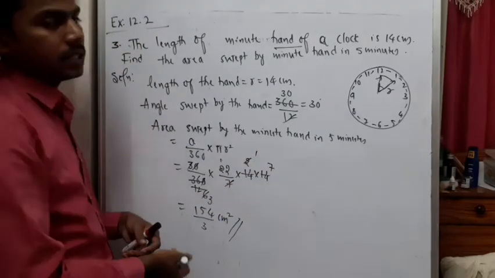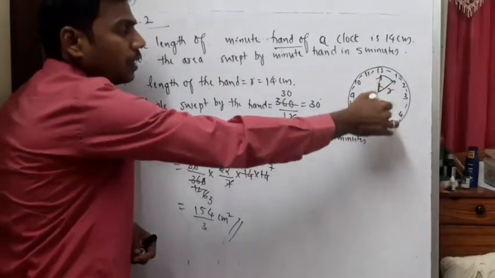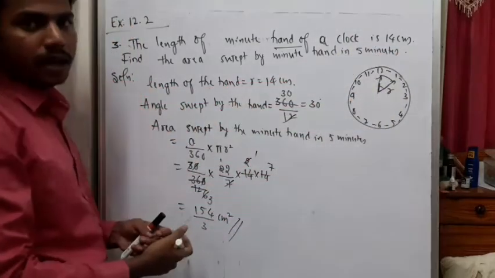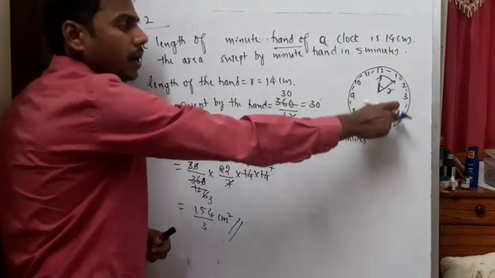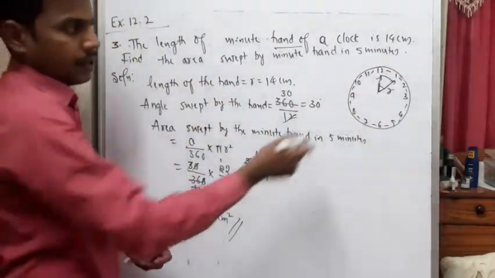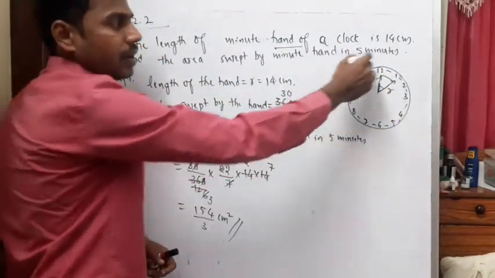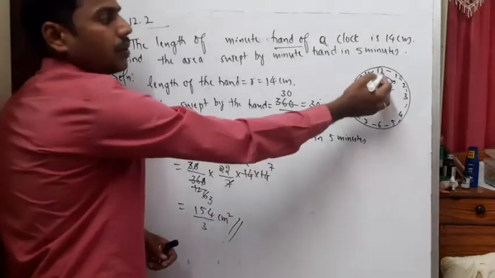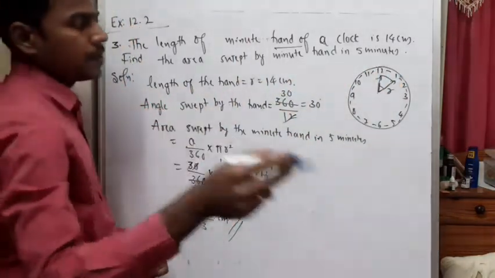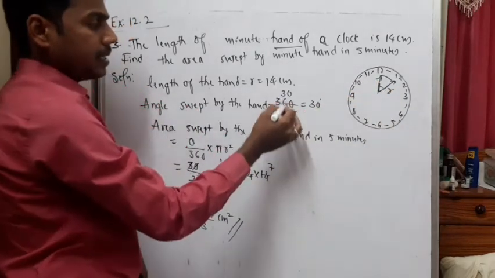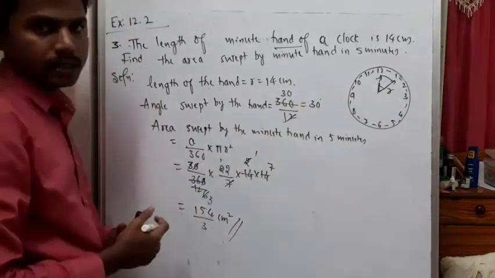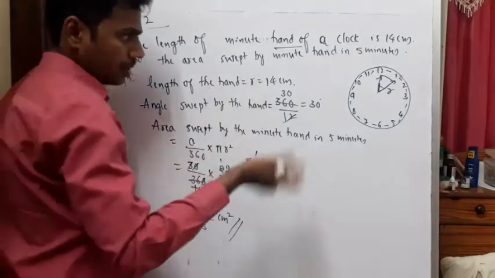Please note this down. One important thing you should know: the total angle in the circle will be 360 degree. In the clock, it is divided into 12 equal segments, 12 equal hours. So 12 to 1 will be one segment. So if you want to find the angle, that will be 360 divided by 12, which will give us 30 degree. Please note this down.